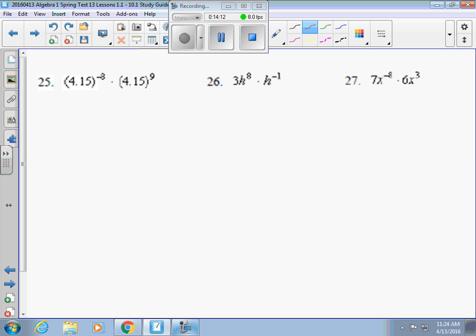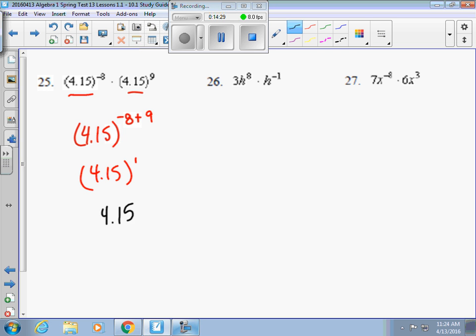Both of these have the same base, 4.15 and 4.15, so add those exponents. 4.15 to the negative 8 plus 9 is 4.15 to the first power. Remember, anything to the first power is just whatever it is. 4.15 is the solution.